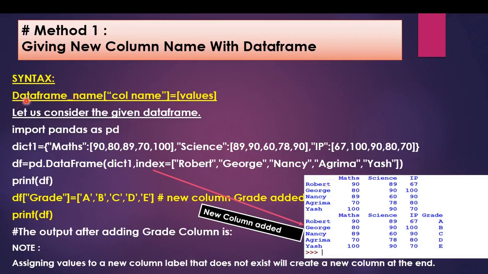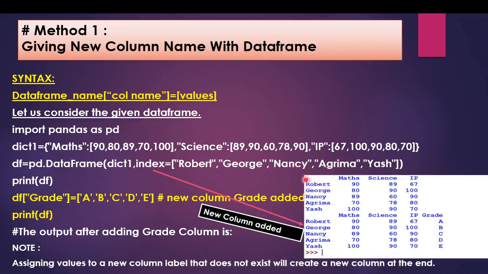In this method, we will give a new column name with a data frame name, and the syntax is data frame name, inside the square brackets column name, equal to values. Now let us consider this given data frame, where we have created one dictionary with three key value pairs, maths, science and IP, and there are 5 different values for each key name. Then we have converted dictionary 1 into a data frame by passing dict1 in a DataFrame function, and we have assigned the index values also as Robert, George, Nancy, Agrima and Yash.